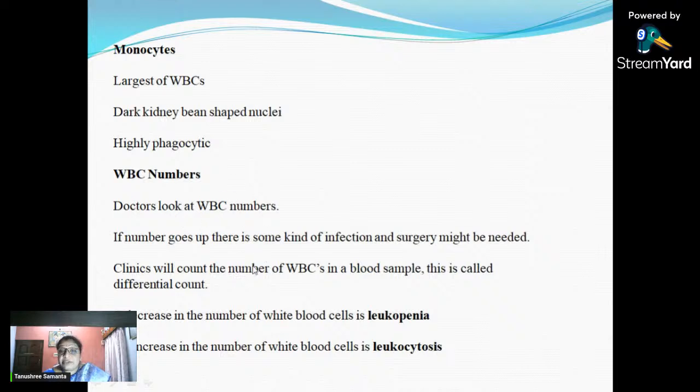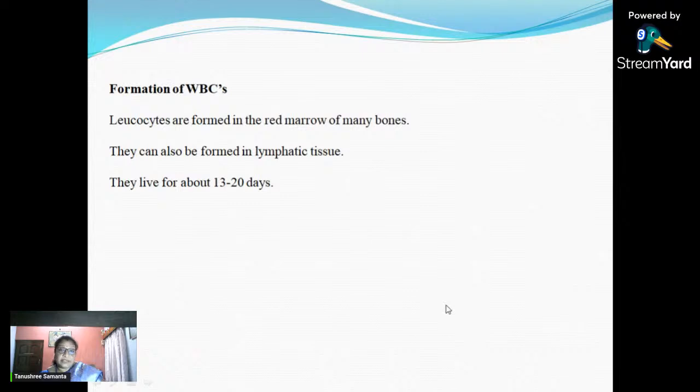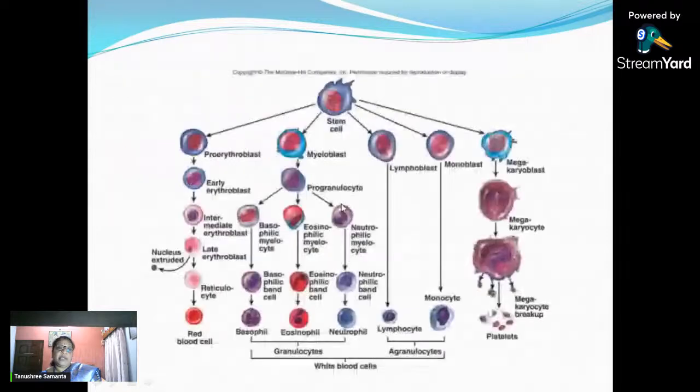Now we go into the WBC numbers. These WBC numbers are very important because they are an indication of some kind of infection where surgery or some treatment might be needed. So clinics will count the number of WBCs in the blood sample by a method called differential count. A decrease in the white blood cells is termed leukopenia, and an increase is termed leukocytosis. The formation of WBCs happens in the red marrow of many bones, and maturation happens in various lymphatic tissues. It has a lifespan of about 13 to 120 days.